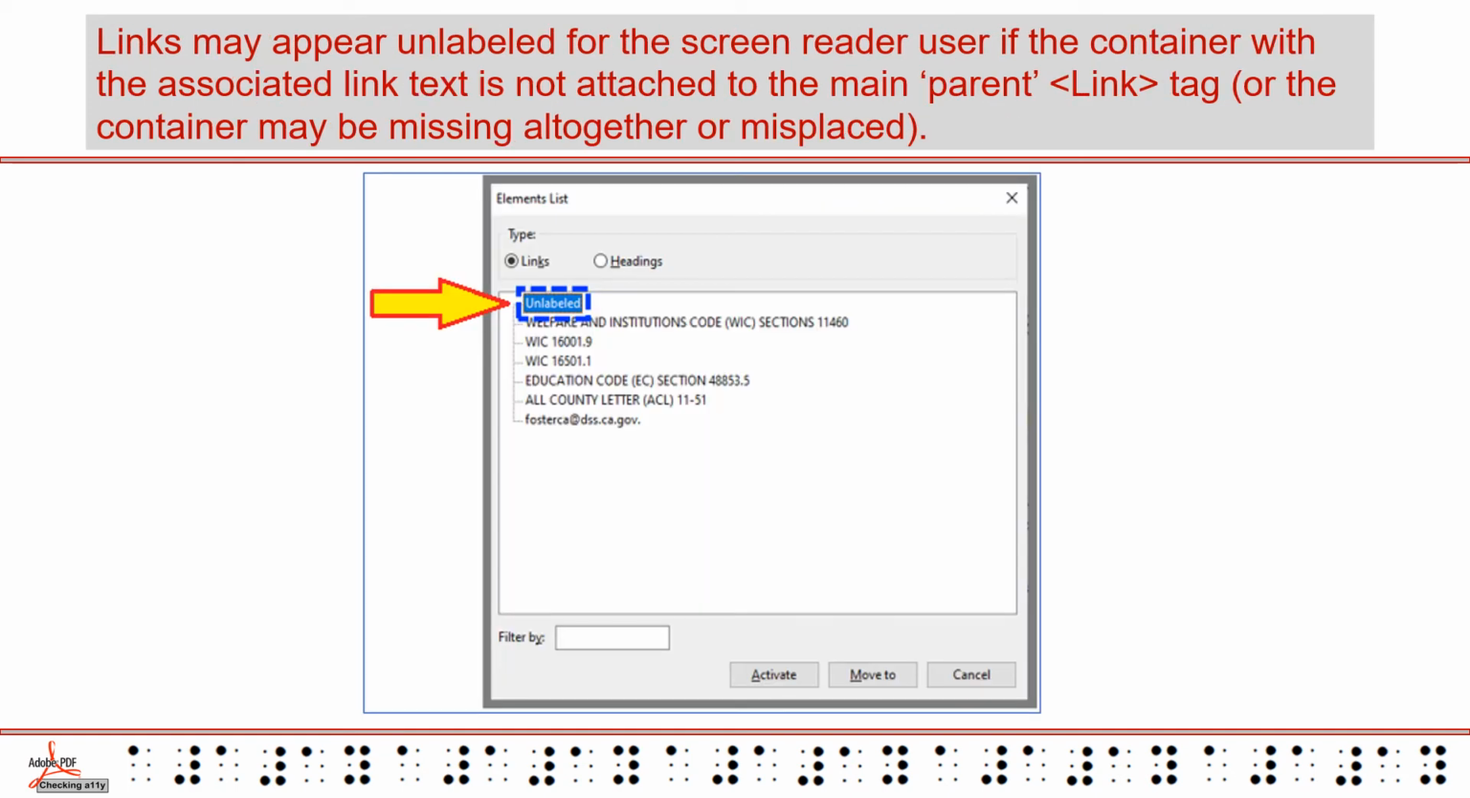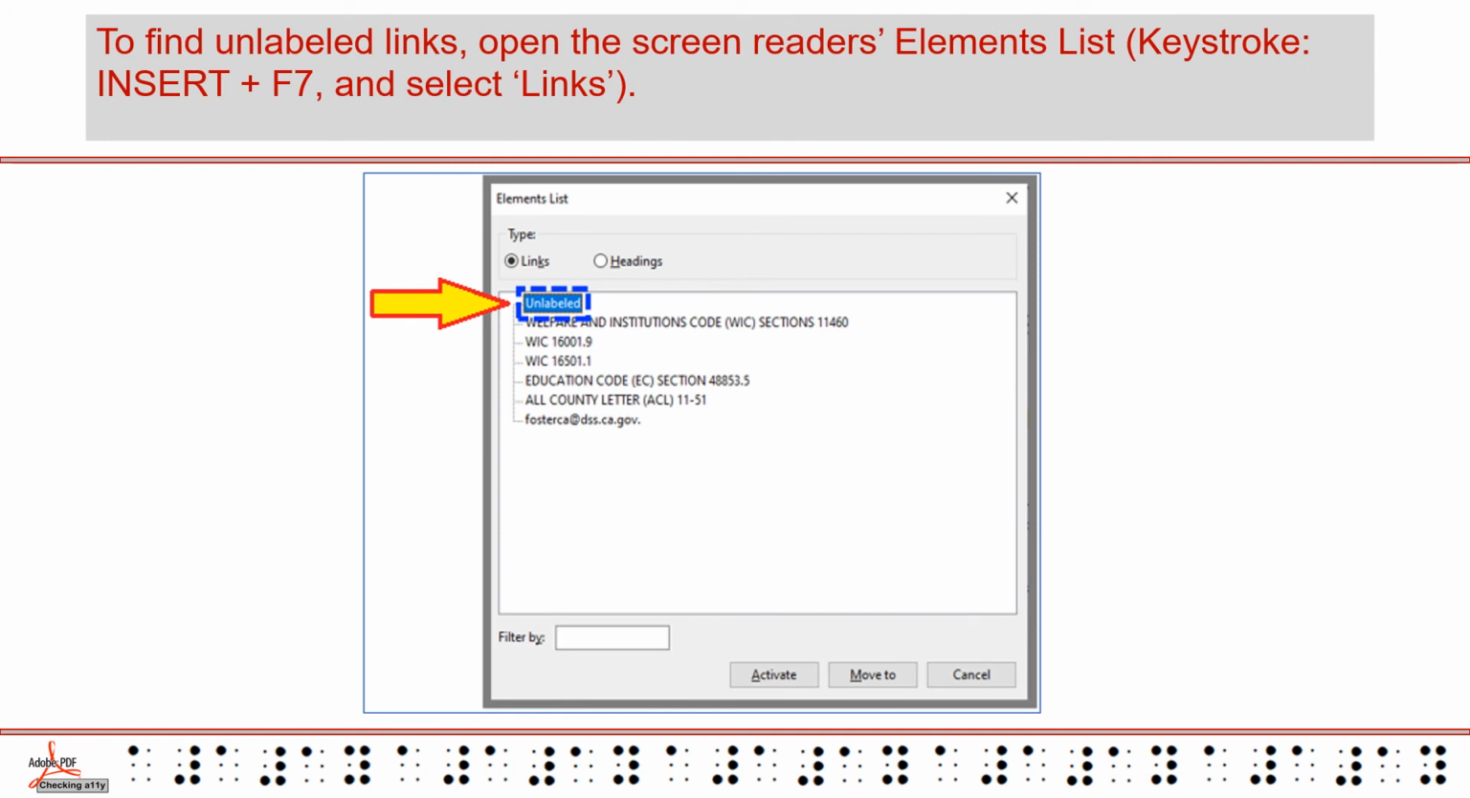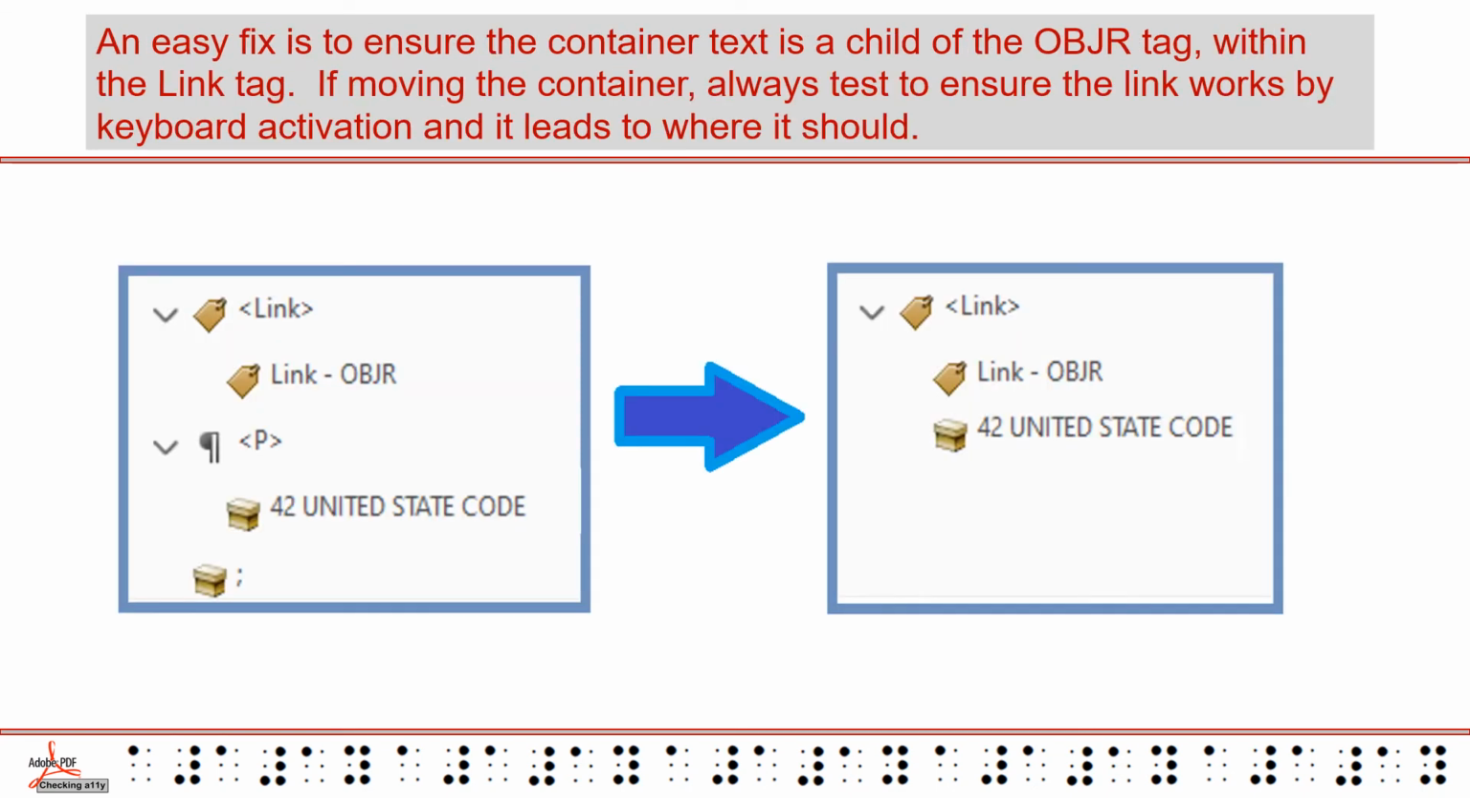Links may appear unlabeled for the screen reader user if the container with the associated link text is not attached to the main parent link tag, or the container may be missing altogether or misplaced. To find unlabeled links, open the screen reader's elements list, keystroke Insert plus F7, and select links. An easy fix is to ensure the container text is a child of the OBJR tag within the link tag. If moving the container, always test to ensure the link works by keyboard activation and it leads to where it should.